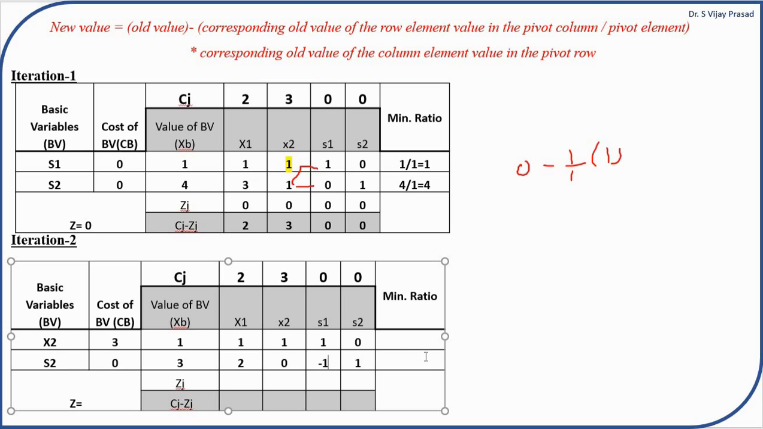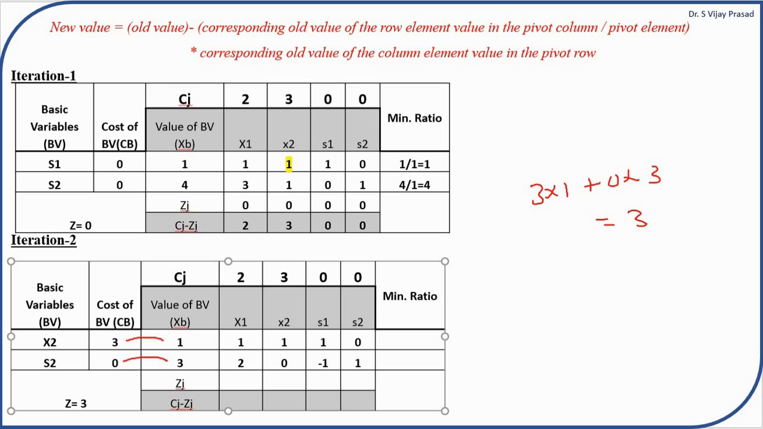Now, very similarly, we are going to calculate the Z value first. Let us calculate the Z value. What is the formula I told you? Z equal to CBi into XBi, the summation of these things. 3 into 1 plus 0 into 3, what is the value? Which will become 3. This Z value will become 3. Now, I written the 3 here.